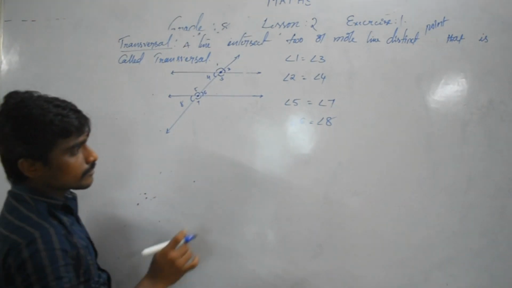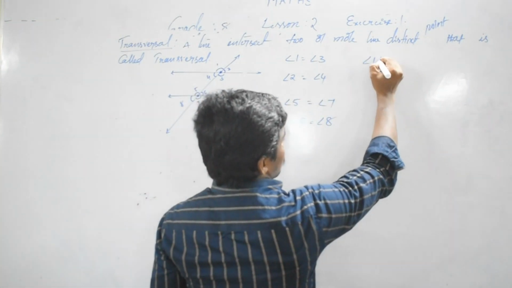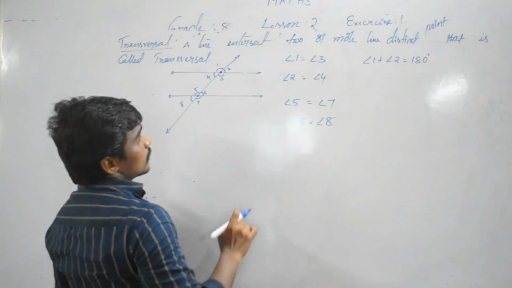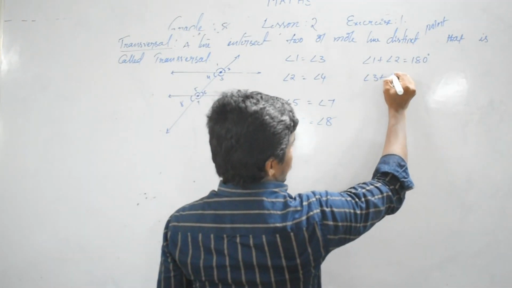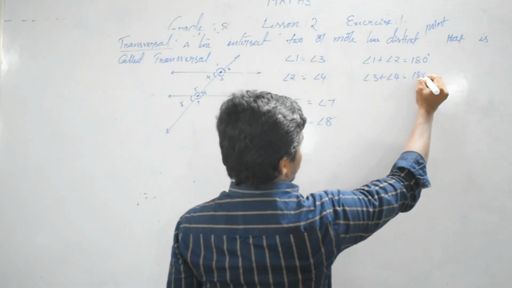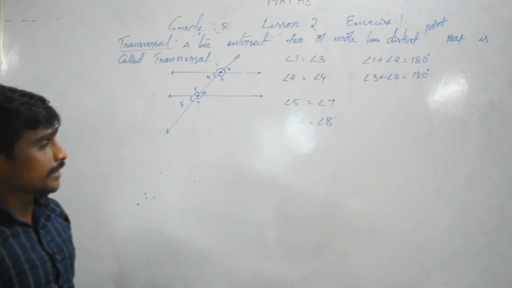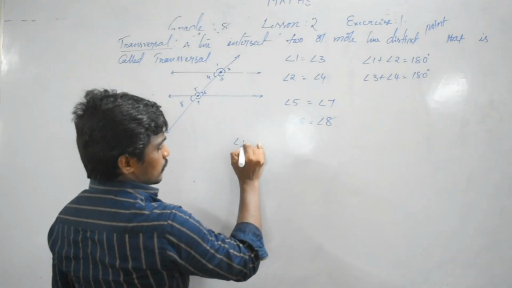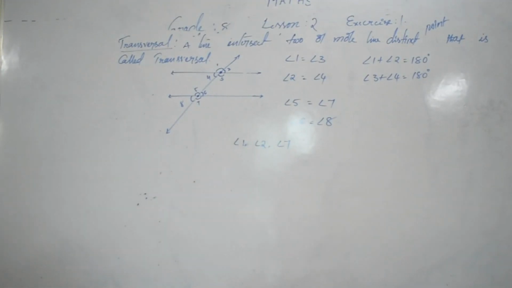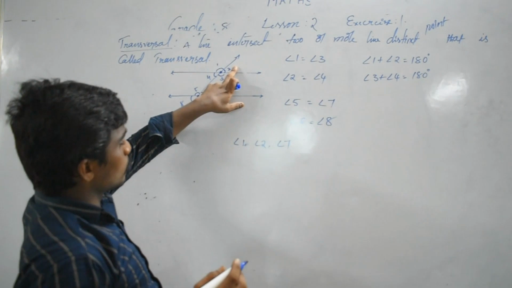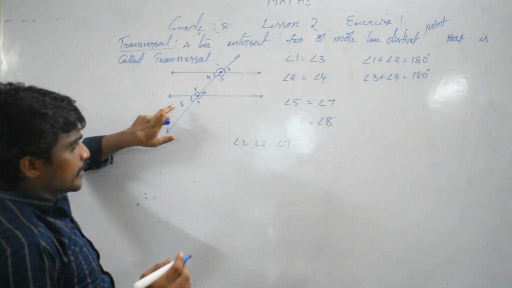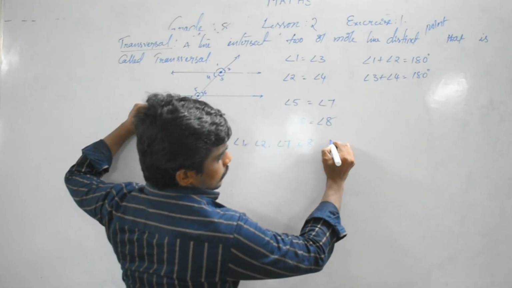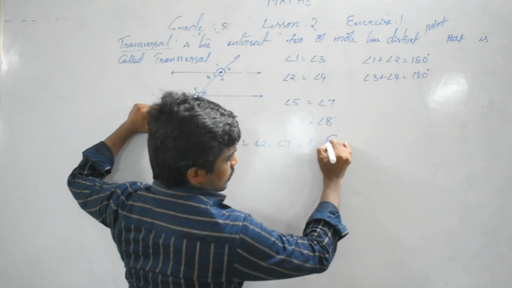Next, angle 1 plus angle 2 is equal to 180 degrees. Angle 3 plus angle 4 is equal to 180 degrees. So here, next, angle 1, angle 2, angle 7, angle 8, these 4 are exterior angles.